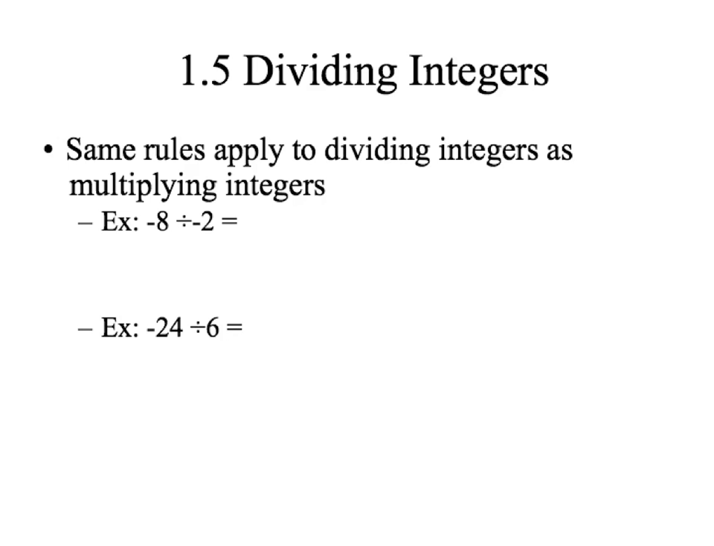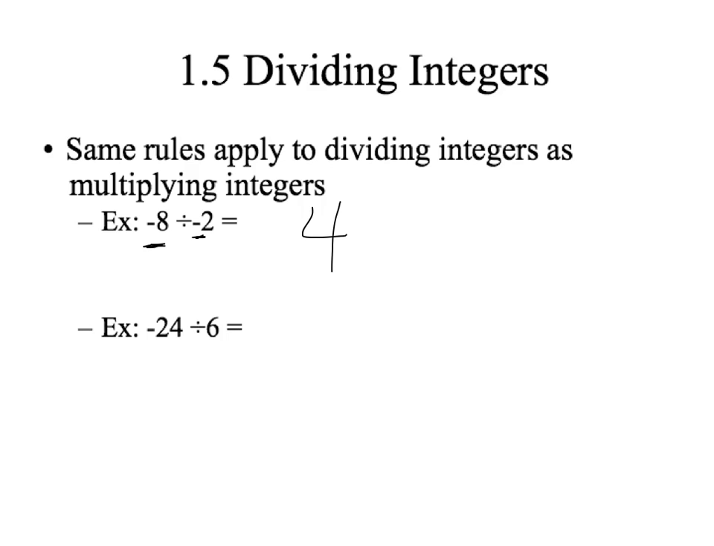Section 1.5 is dividing integers. Same rules apply as multiplying them. Dividing two numbers that have the same sign will get you a positive, and dividing opposites will get you a negative. So in this case, 8 divided by 2 is of course 4, but we have to look. A negative divided by a negative, that's a positive.